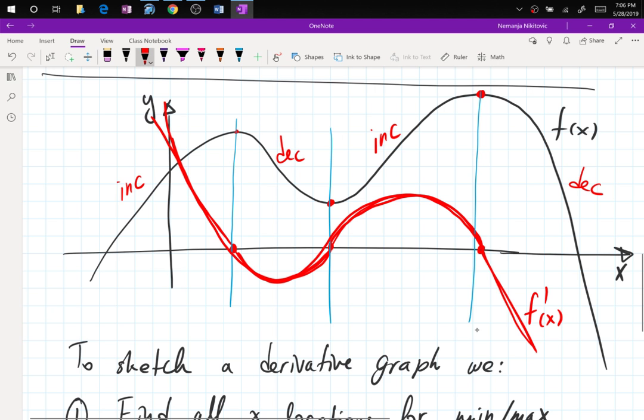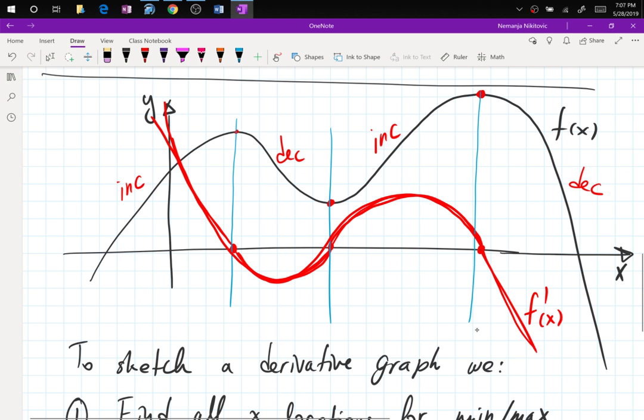Is this exact? Hell no. I'm wondering why? Because we don't know how tall these bumps need to be, how deep they need to be. They can be any of those. We will be calculating these exactly eventually. Right now, we are only learning the relationship between the graphs.